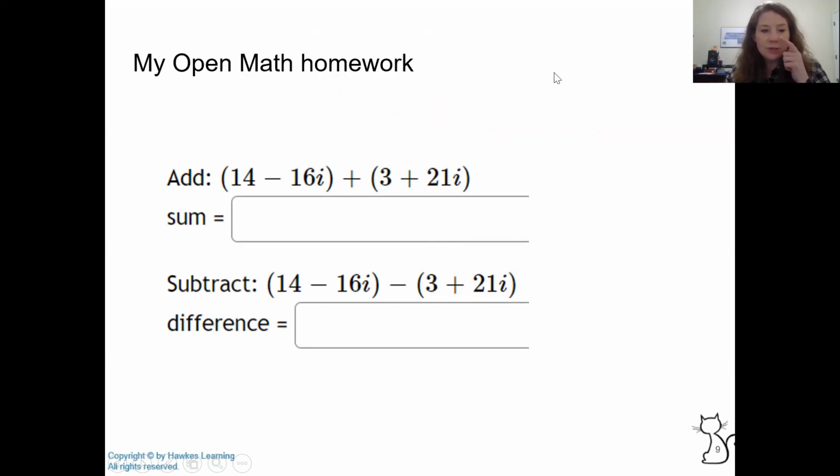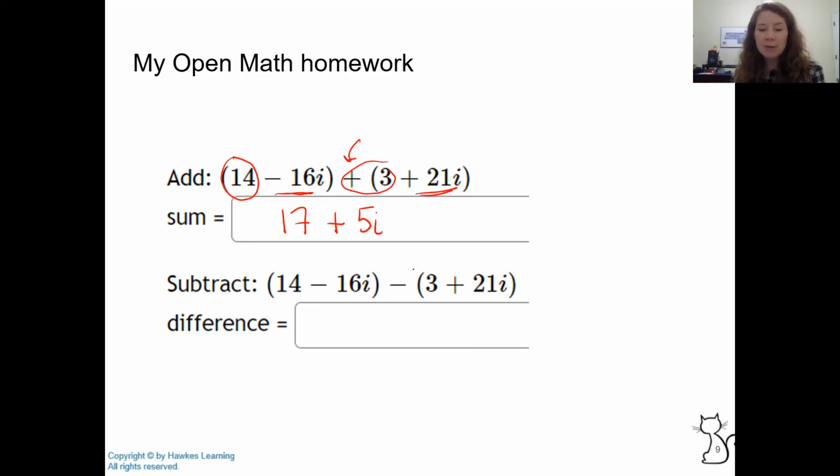All right, so I went to your MyOpenMath, and these are a couple of the homework problems I found. Now, if there's a plus sign here, you just combine like terms. That's all you're doing. So let's start with our constants. 14 plus 3 is 17. And then we're going to combine negative 16i with positive 21i, and we're going to get positive 5i. And that's our final answer.